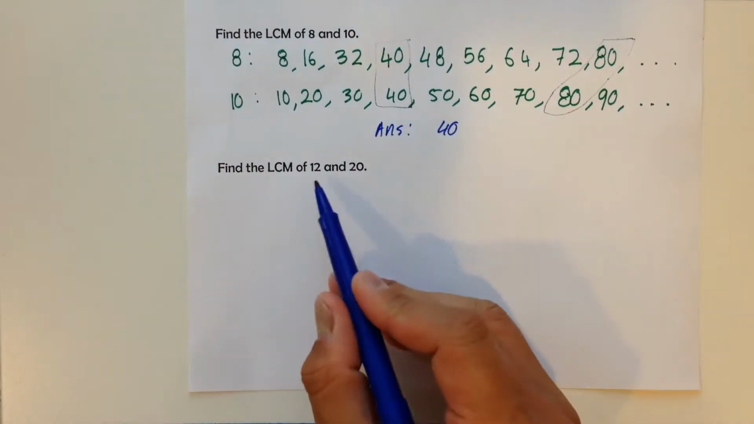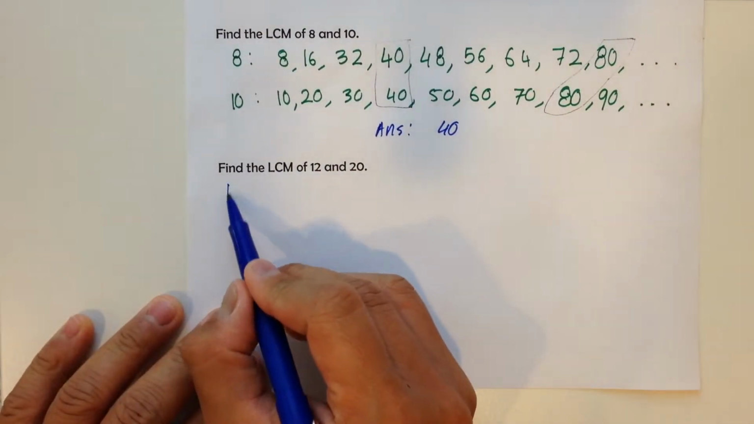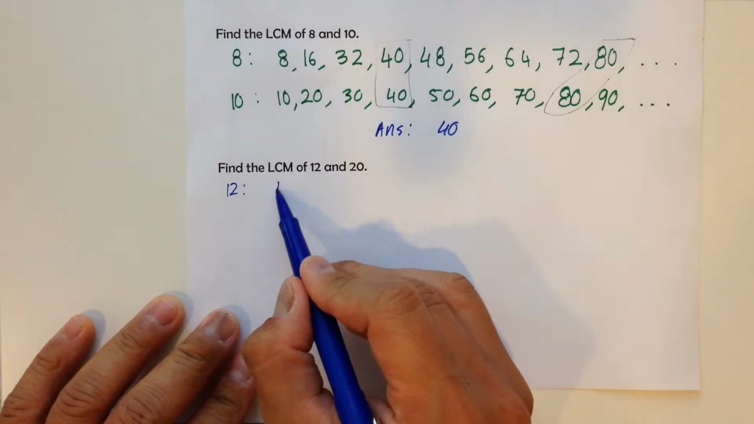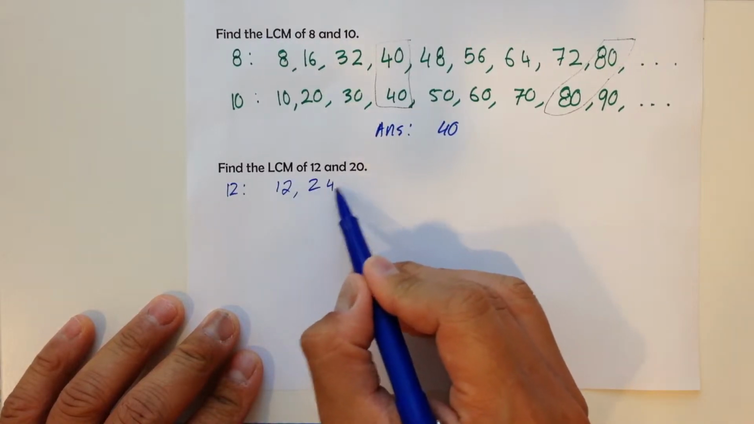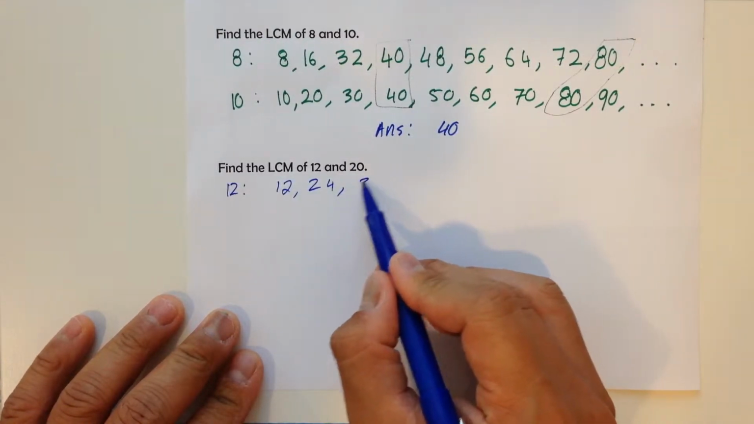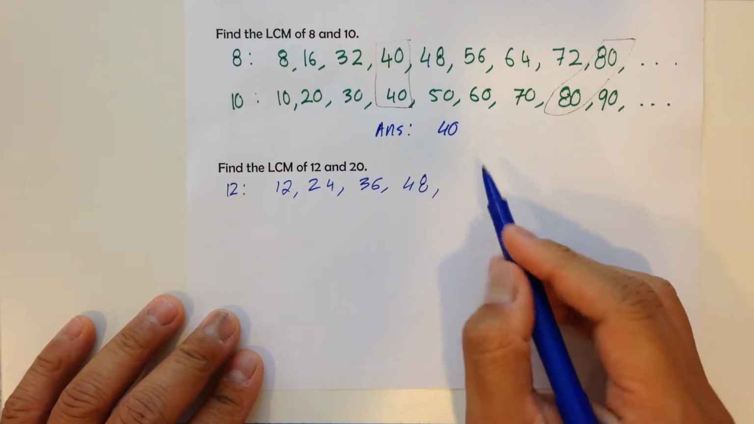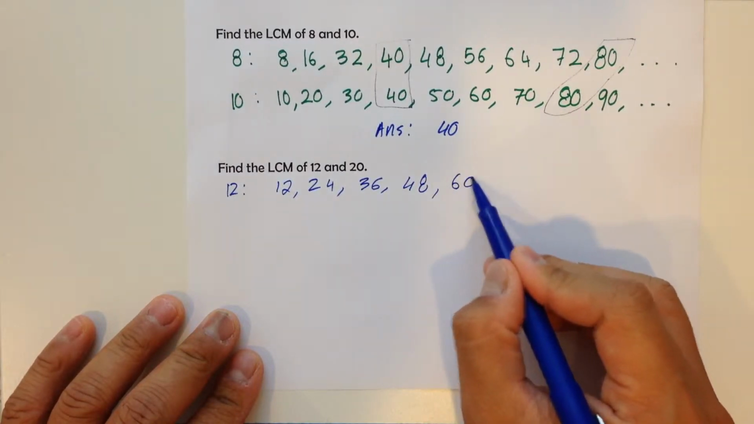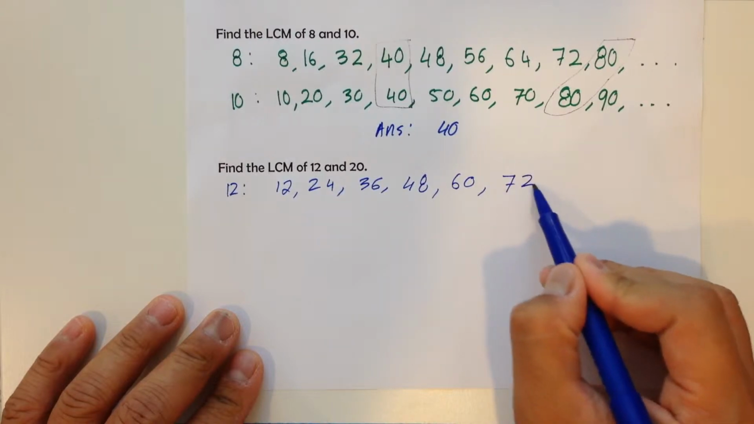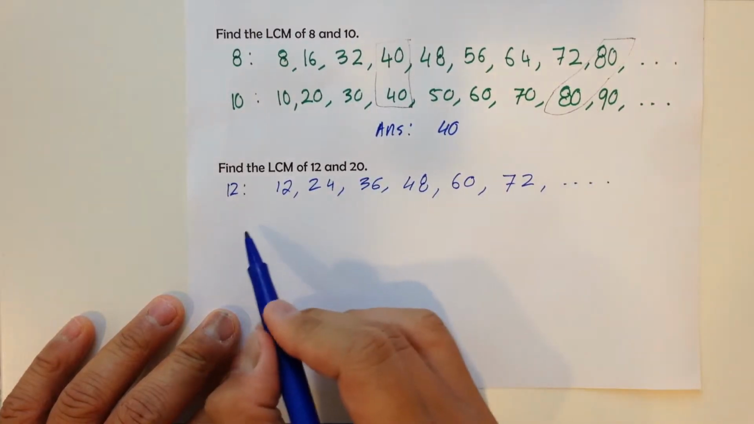Find the least common multiple of 12 and 20. Okay, begin, start with 12. 12 times 1 is 12. 12 times 2 is 24. 12 times 3 is 36. 12 times 4 is 48. 12 times 5 is 60. 12 times 6 is 72. And so on and so forth.